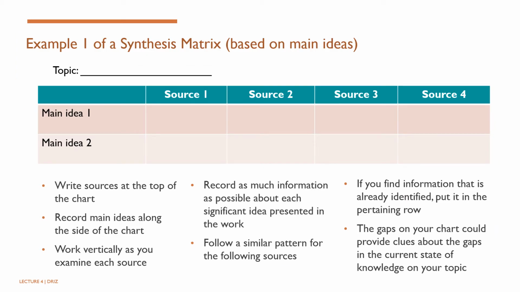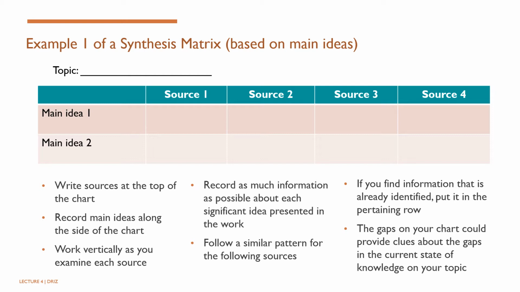A synthesis matrix can take many different forms. One way is to label the sources across the top of your chart. You can do this by using the author's last name or any other identifier. Then, label the sides of the chart with the main ideas that your sources discuss related to your topic. As you examine your first source, you work vertically in the column belonging to that source and record as much information as possible about each main idea presented in the work. Keep following this similar pattern for the next sources.